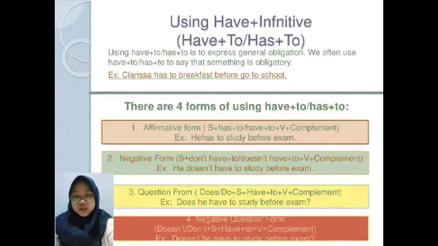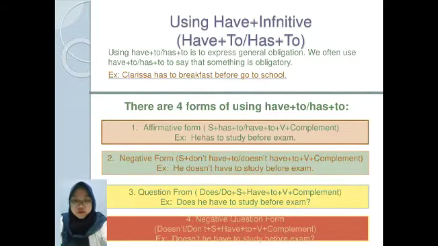Okay, next is our third material, about using have plus infinitive, or have to, has to. If we use have to or has to, it is to express general obligations. We often use have to or has to to say that something is obligatory. For example, Clarissa has to eat breakfast before going to school.